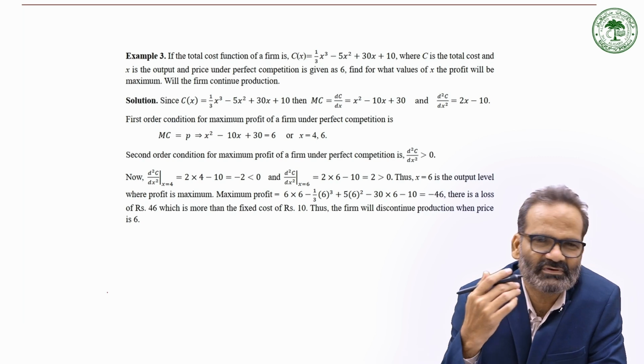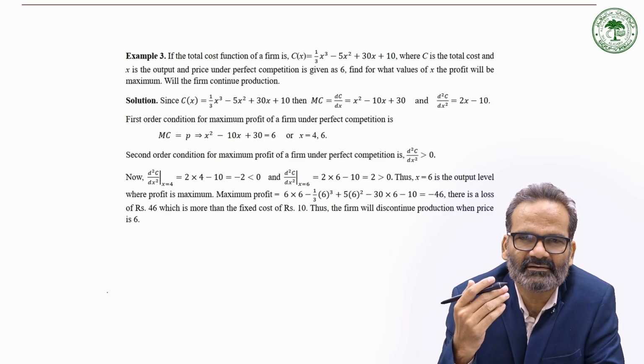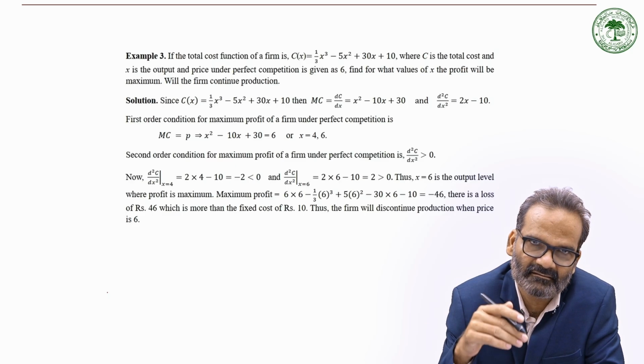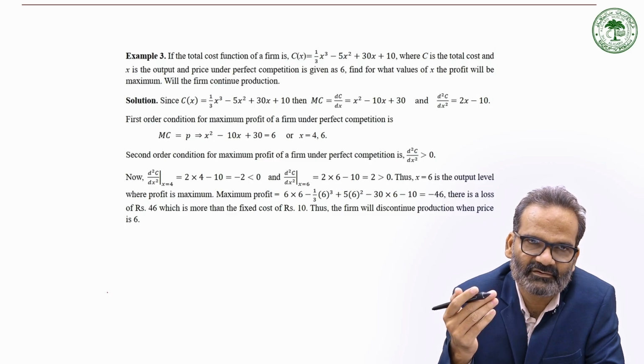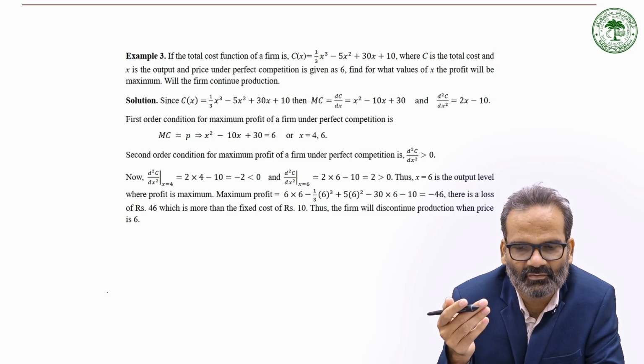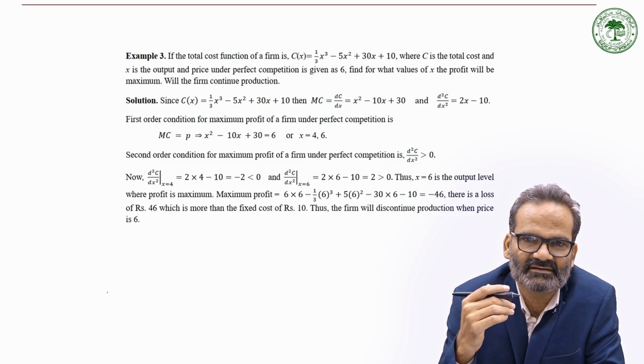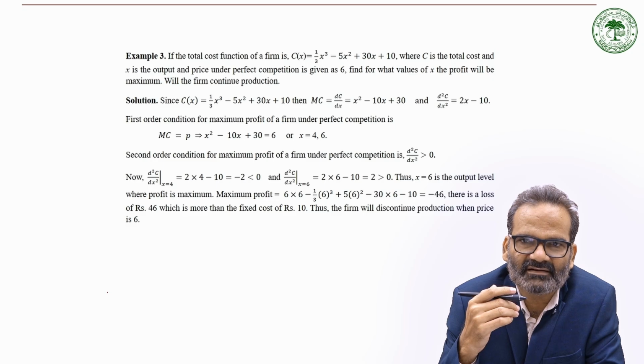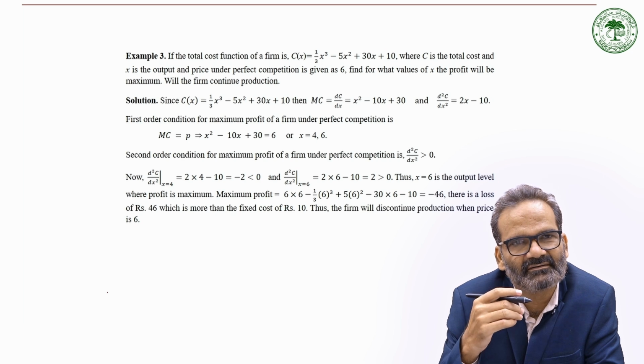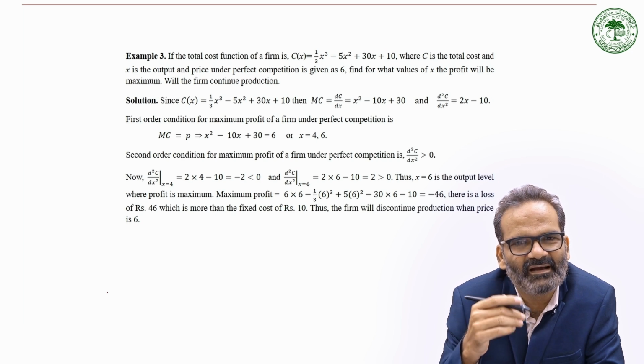In the remaining two exercises, we have simply calculated the profit function. We didn't calculate the profit under either perfect competition or monopoly. So I will try to explain these two cases also with the help of suitable examples. Find for what values of x the profit will be maximum, and then will the firm continue the production. So let me answer the second question first.